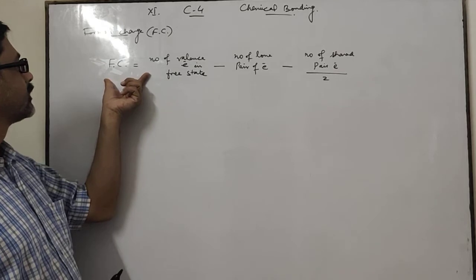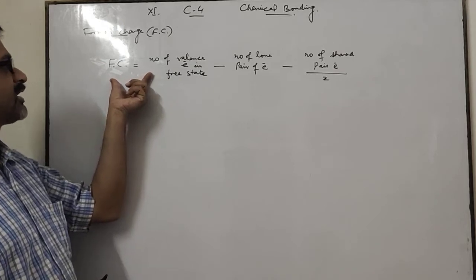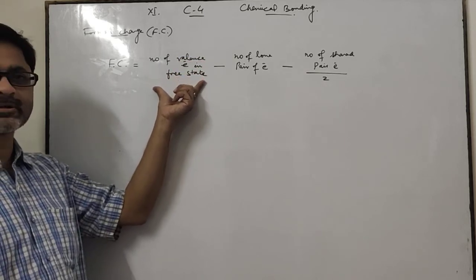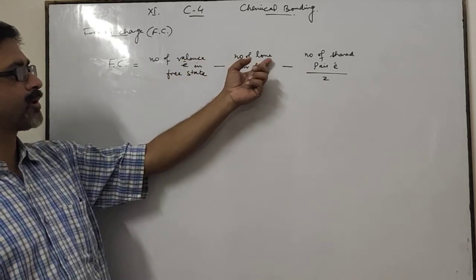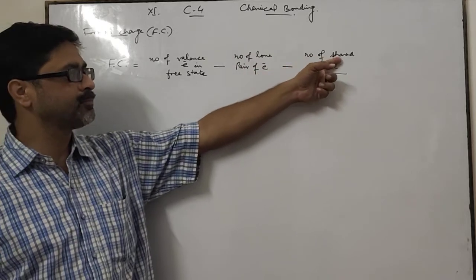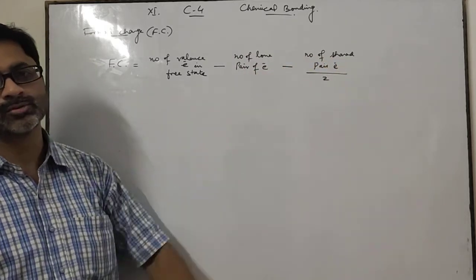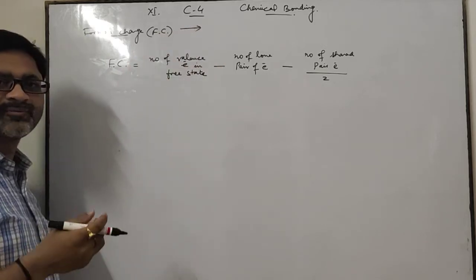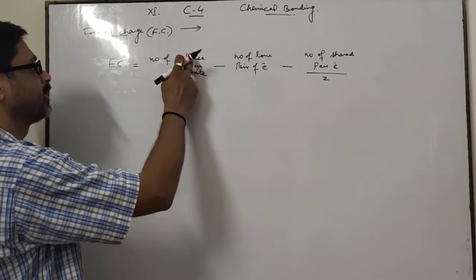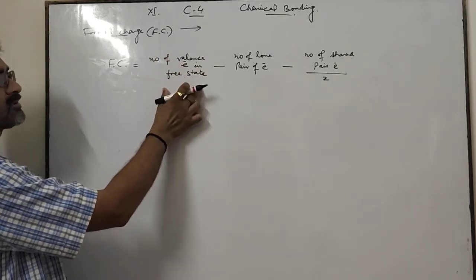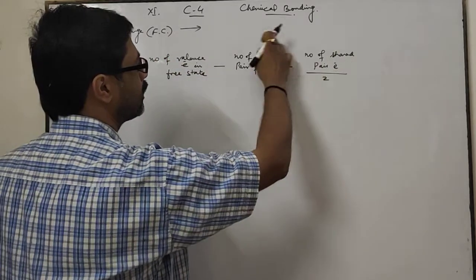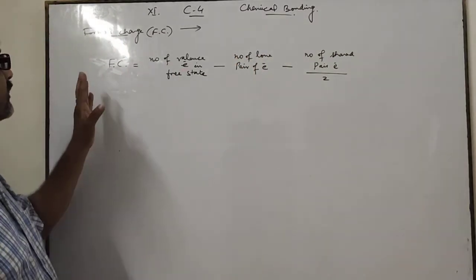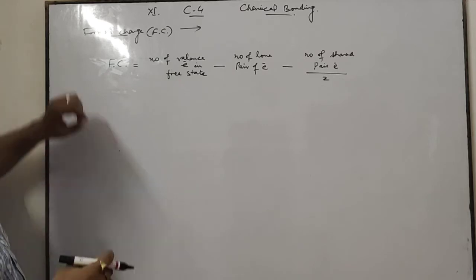This is the formula to find the formal charge. To find the formal charge: number of valence electrons in free state of that atom minus number of lone pair of electrons minus number of shared pair of electrons upon 2. This is the definition of formal charge. What is formal charge? Formal charge is the difference between number of valence electrons in free state and total number of electrons taking part in sharing. This is the formula to calculate formal charge.